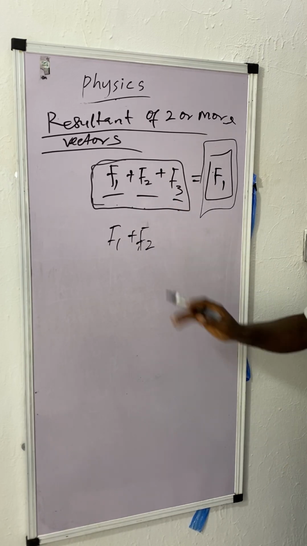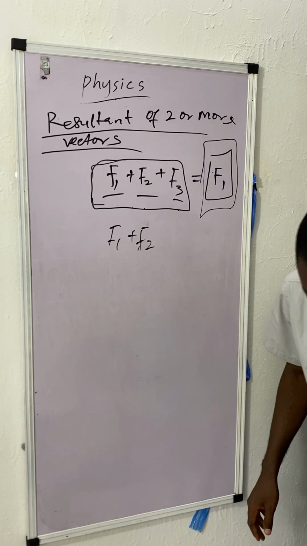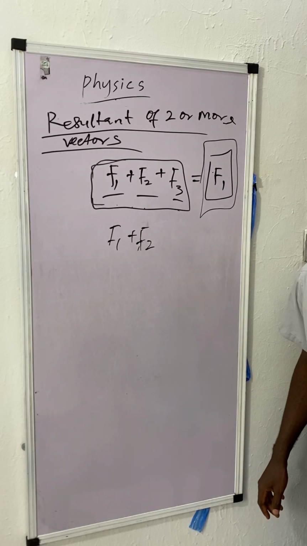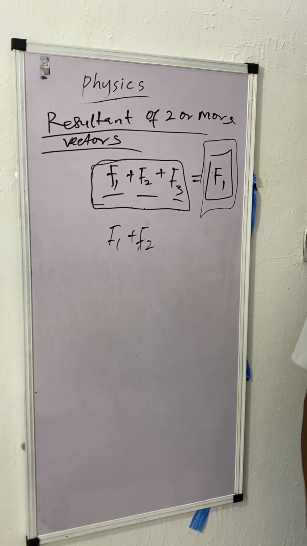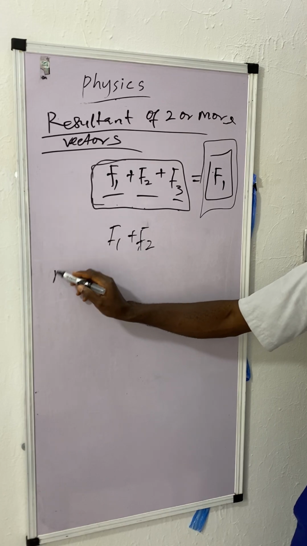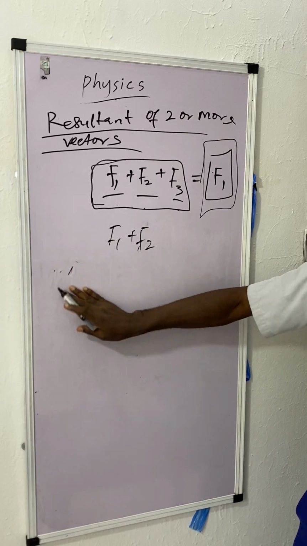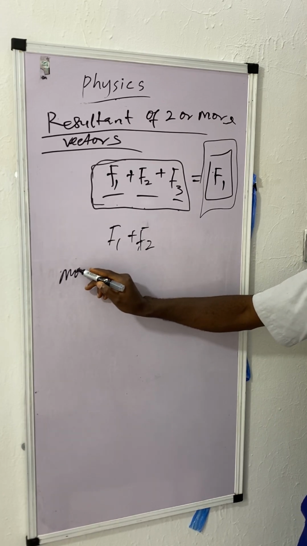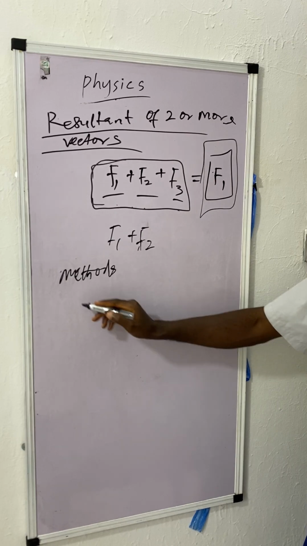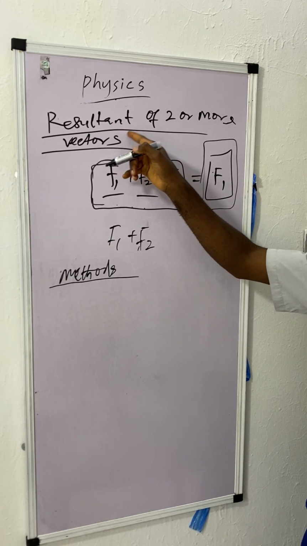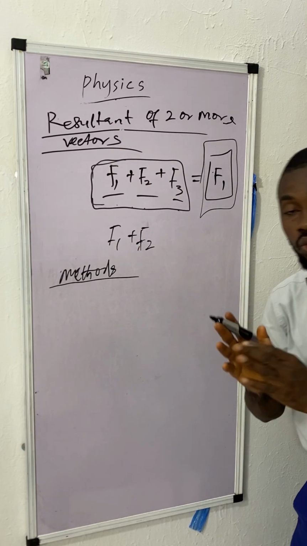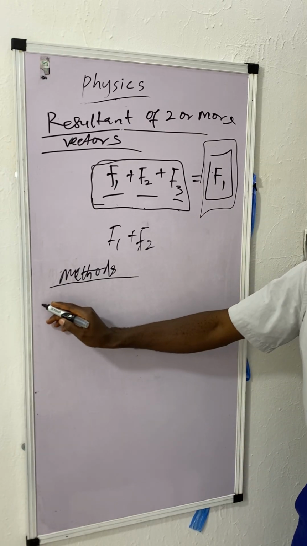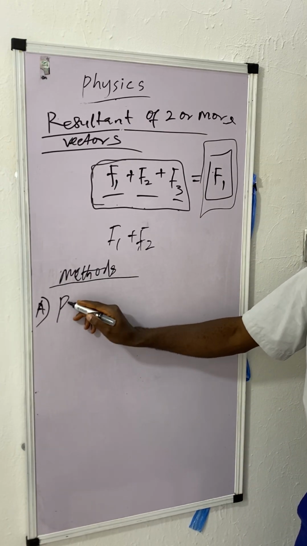So there are methods we employ to determine the resultant of vectors. We have basically four methods. Those are the most common methods. We are going to look at them one after the other. Methods to determine the resultant vector. Resolution of vectors is different too. So the first one is, let's say, A, the parallelogram law.